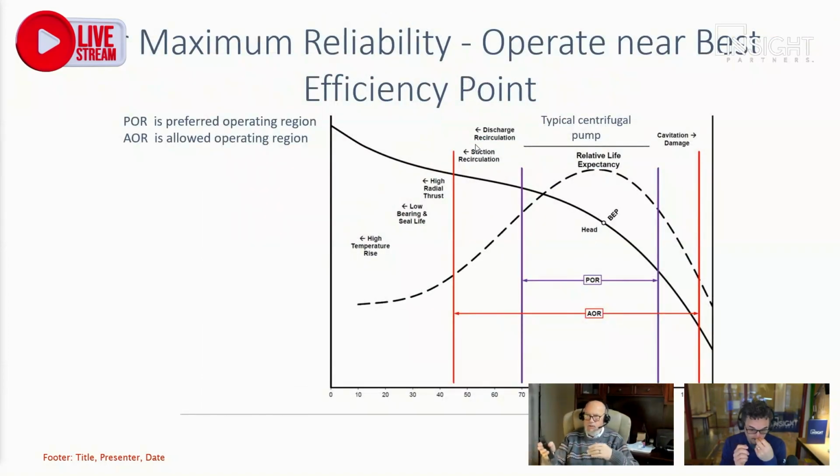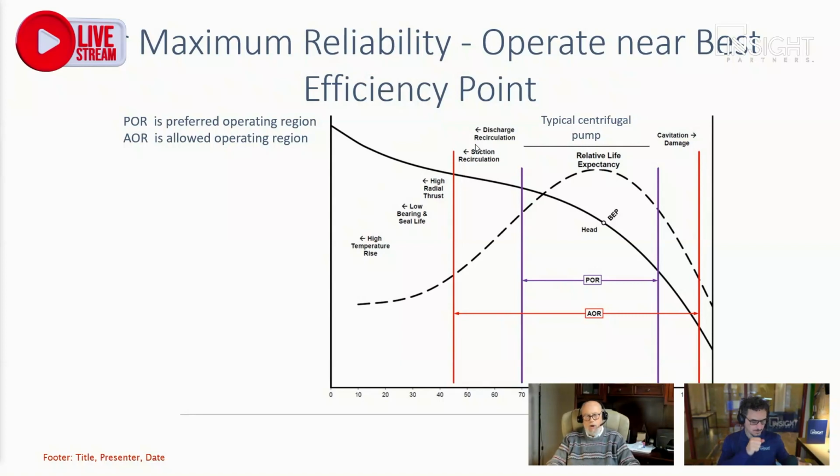Every pump has an allowable operating range, the range over which that pump can operate on its curve. But there's also the preferred operating range, and as long as I operate within it, I avoid all the bad things that can happen to pumps, like cavitation damage. I avoid suction and discharge recirculation, because there's no physical seal on the impeller inside that casing.